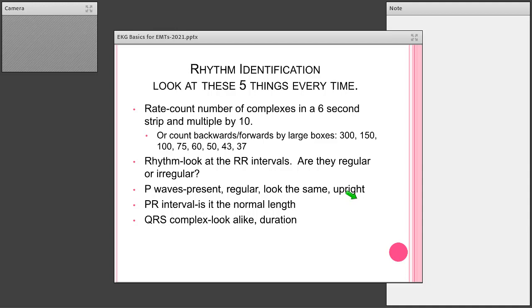So the first thing we're going to look at, it's not on here, but we're just getting a general impression of what it looks like to us. So just a general idea is the first step.